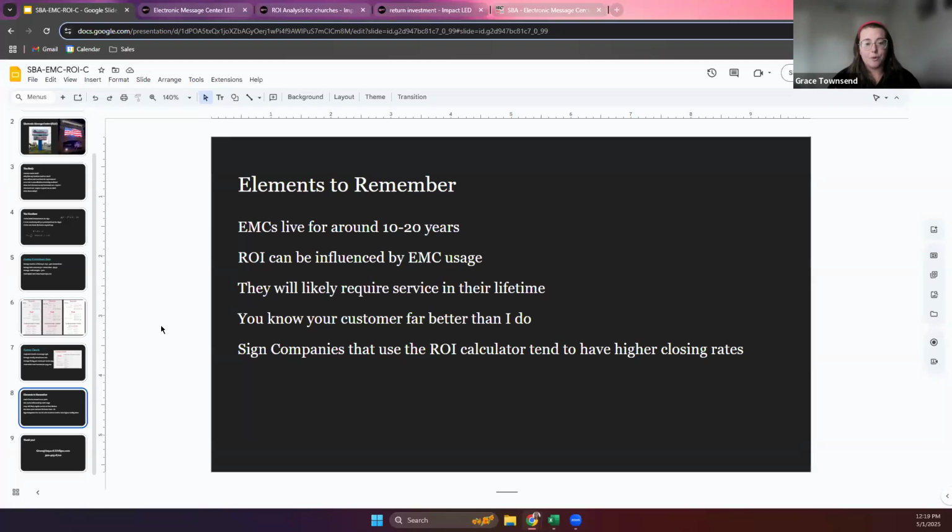And sign companies that I work with that use the ROI calculator tend to have higher closing rates. By sitting down and going through this conversation, you're not only educating them on the numbers themselves, but you're connecting with your customer and you're showing them that you care about them and their business and how this sign will work for them and the return on investment it will generate over years to come, and showing that you're in it for the long haul and being a part of that decision.